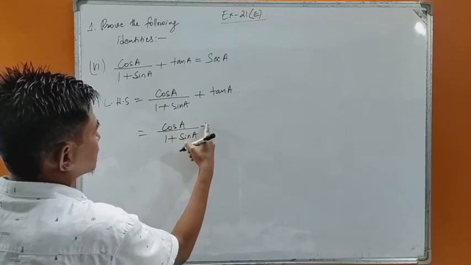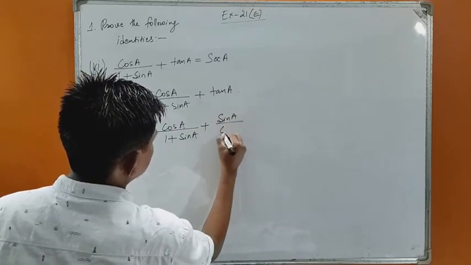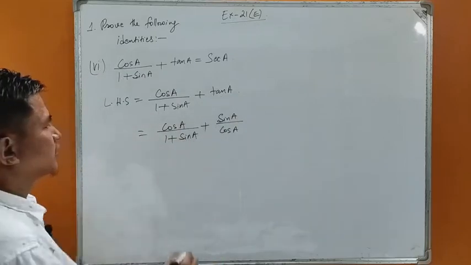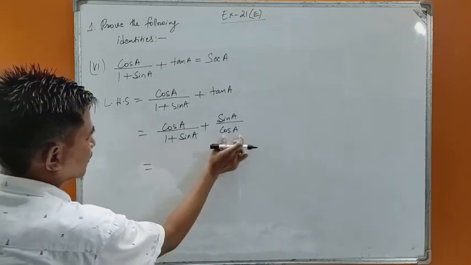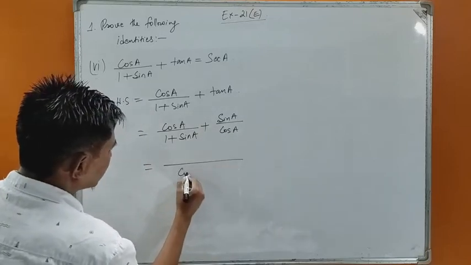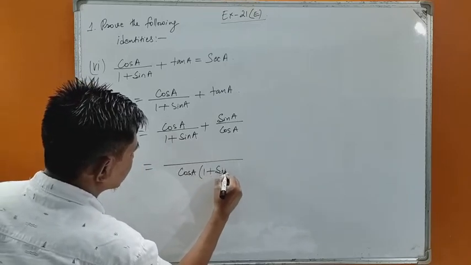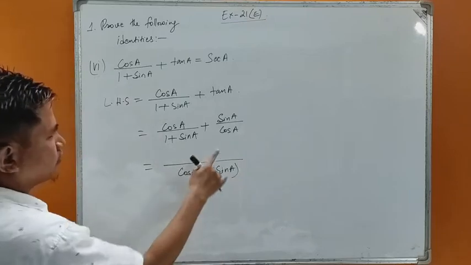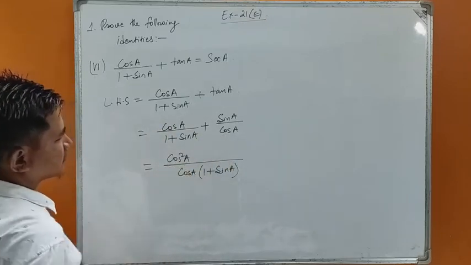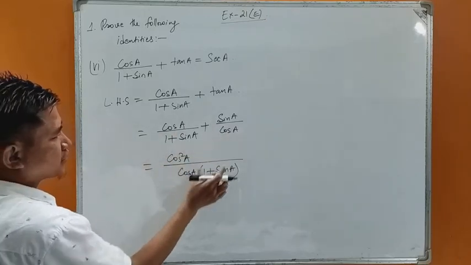Now plus tan a means sin a by cos a, isn't it? Tan a means sin a by cos a. So let's take the LCM of the denominators, cos a and 1 plus sin a. The LCM will be cos a into 1 plus sin a. Now cos a into cos a, cos square a, because 1 plus sin a into cos a gives us this whole thing.